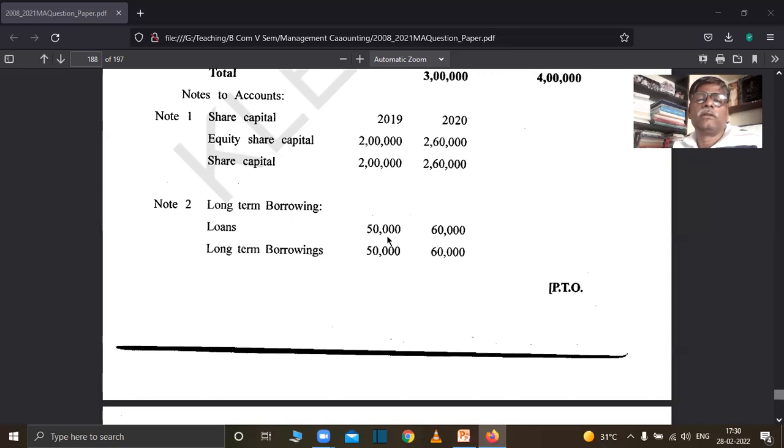60,000 increase, 10,000 increase. So these two increase you have to consider in the financing activity.